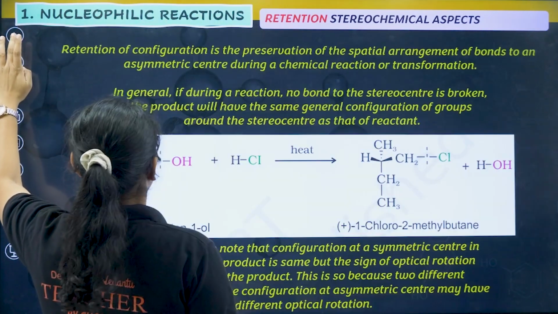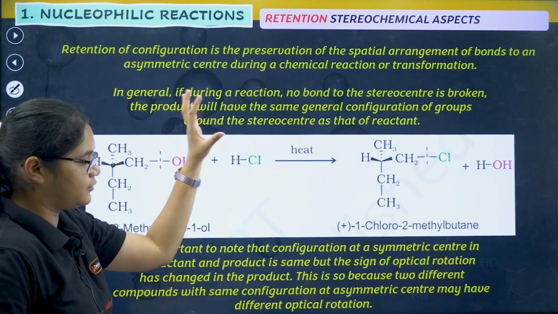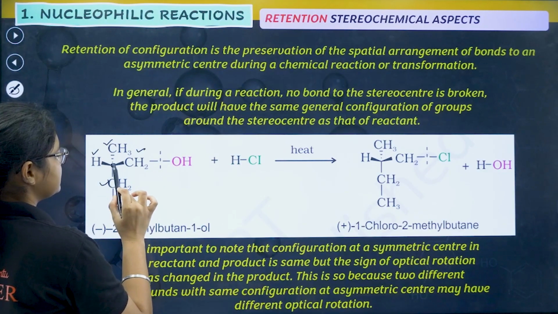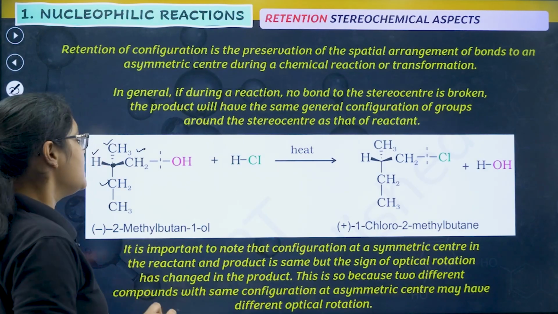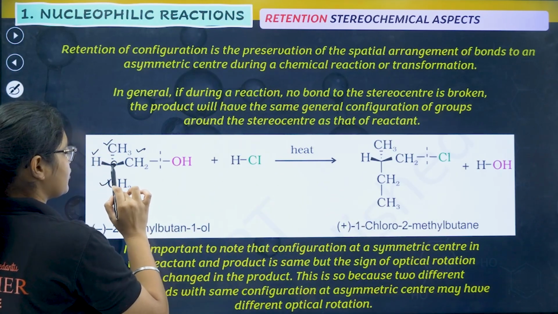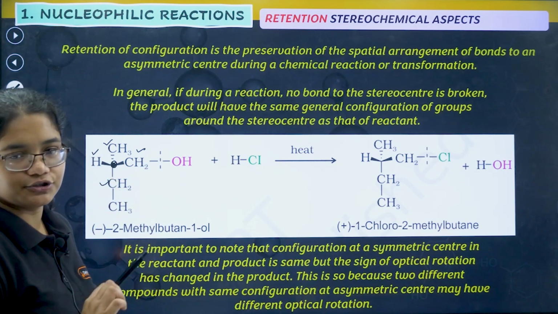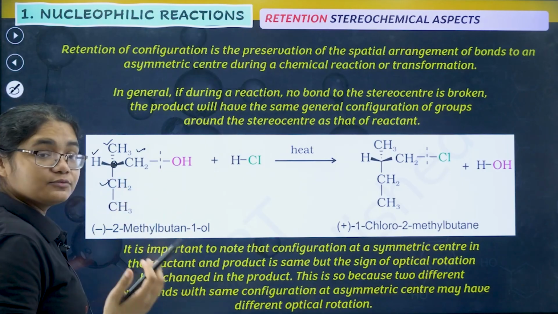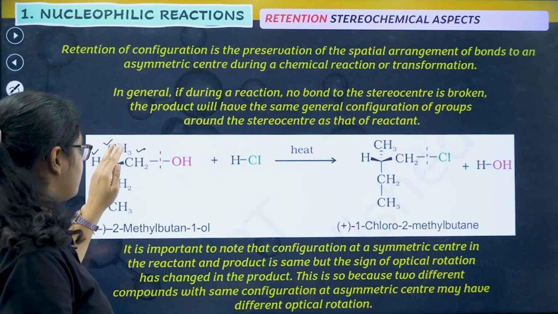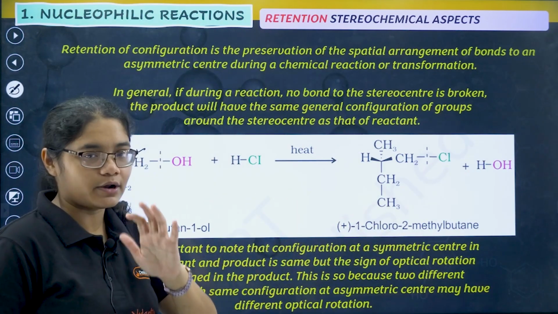So next we will understand what retention is. I'll explain the concept here. You have this carbon, and it has 4 different groups, right? So that means this is an asymmetric carbon, or a stereo center. Now if after the reaction also the configuration of all the groups around this carbon remains the same, then we call it retention. Generally, retention of a configuration is the preservation of the spatial arrangement of the bonds. How the bonds were present before the reaction, they should be present exactly the same after the reaction. Then we call it retention.